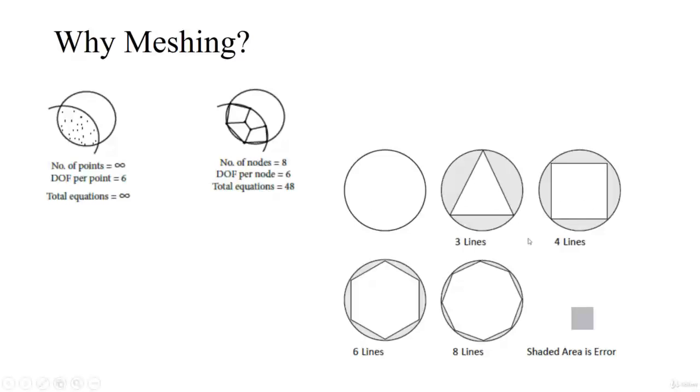Likewise, see, if I go on increasing the number of sides of this particular polygon, you see the distance or the gap between the circumference of this circle and this polygon is going to decrease. Likewise, when we increase the number of nodes and elements, we are going to get an accurate result. But this is not always true in every case, and we are going to see about this in the meshing part of our course.